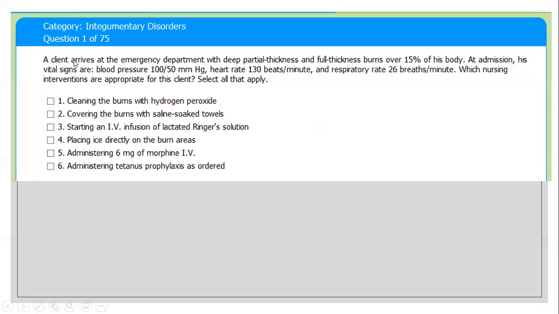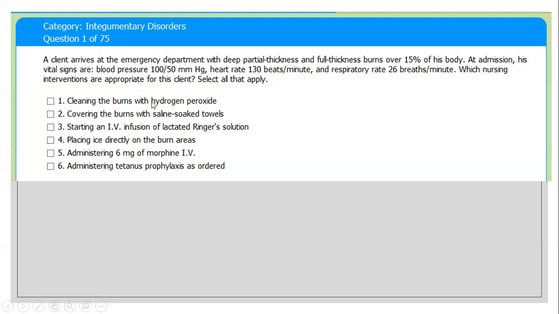A client arrives at the emergency department with deep partial thickness and full thickness burns over 15% of the body. After admission, his vital signs: blood pressure 100 over 50 millimeters of mercury, heart rate 130 beats per minute, and respiratory rate 26 breaths per minute. Which nursing interventions are appropriate for this client? Select all that apply.